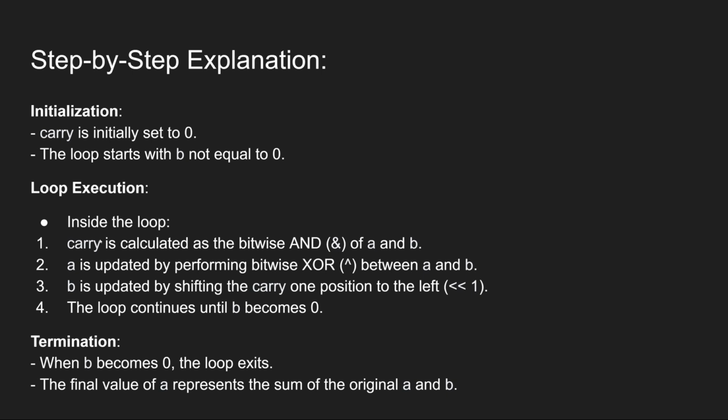Now inside the loop, carry is calculated as the bitwise AND operation of a and b, and a is updated by performing bitwise XOR between a and b. Then b is equated to the carry, shifted using the left shift operation. The loop continues until b becomes 0, and when b becomes 0, the loop exits, and the final value of a represents the sum of the original a and b.